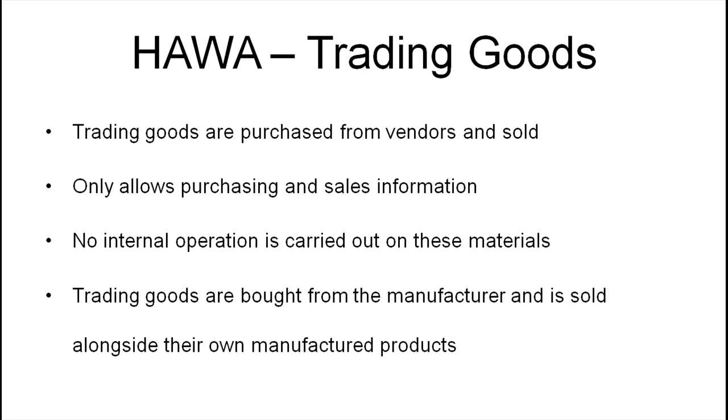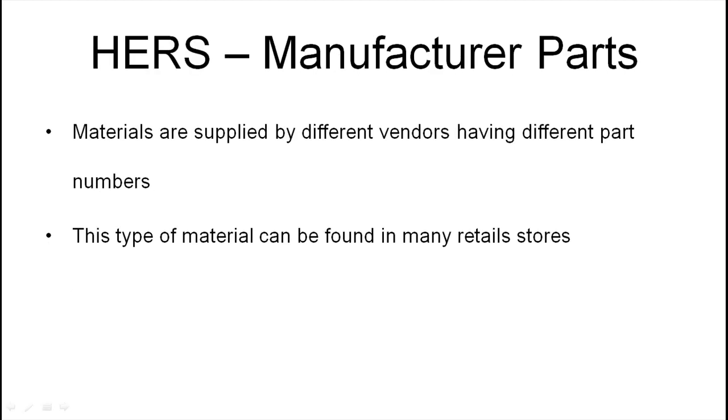Trading goods are bought from the manufacturer and sold alongside their own manufactured products. An example of trading goods is found with computer manufacturers, who sell computers along with printers and routers. HERS manufacturer parts or materials are supplied by different vendors having different part numbers. This type of material can be found in many retail stores.